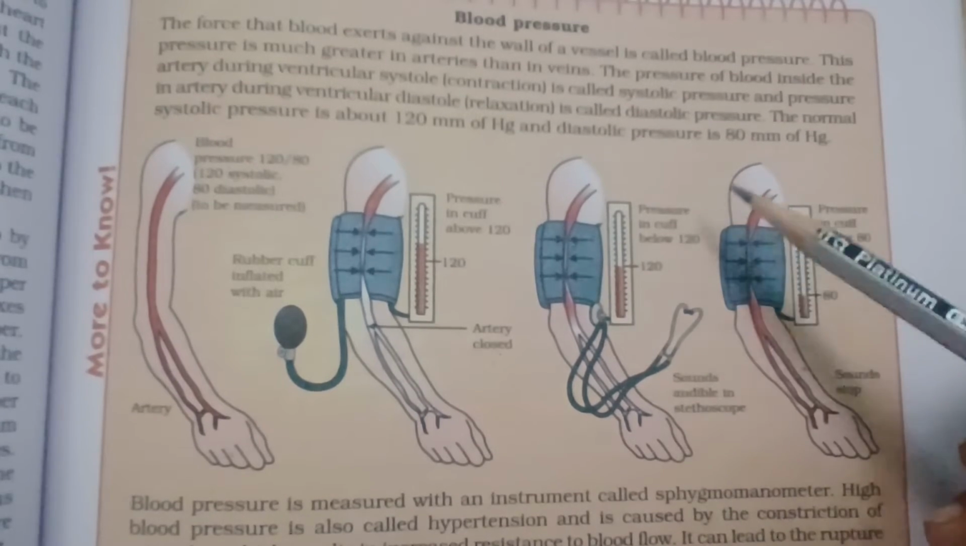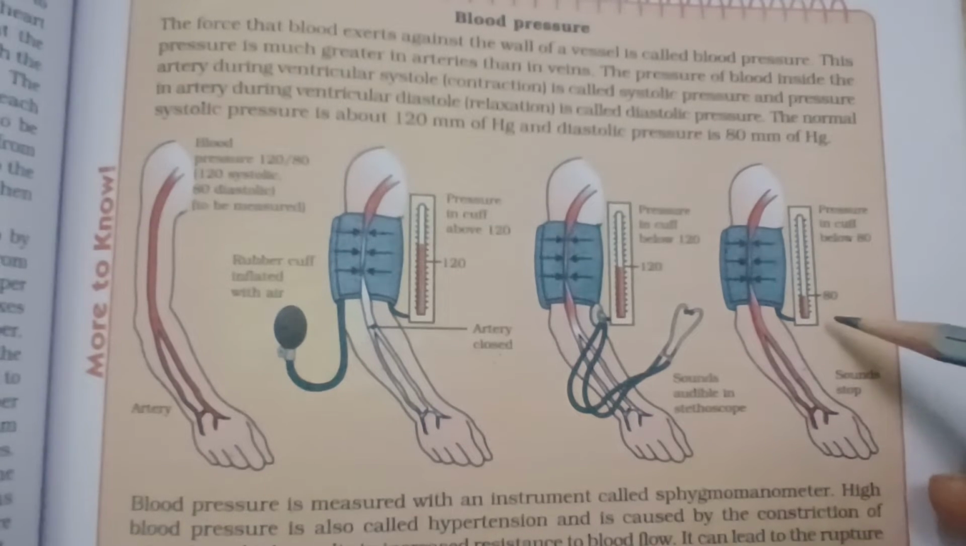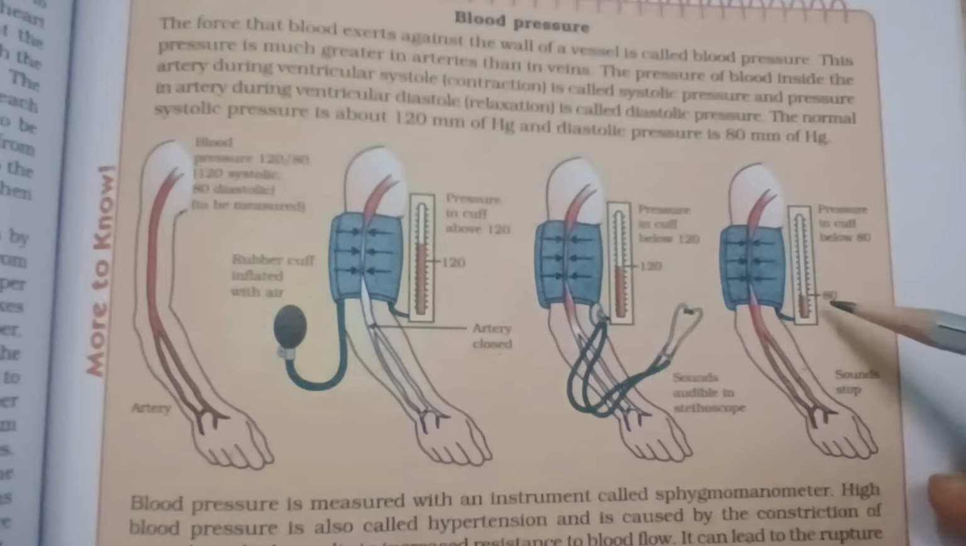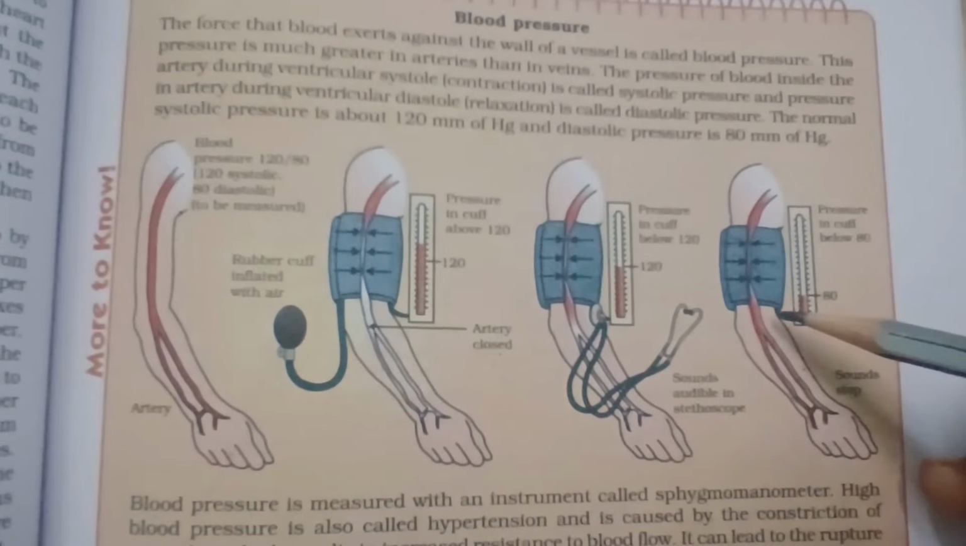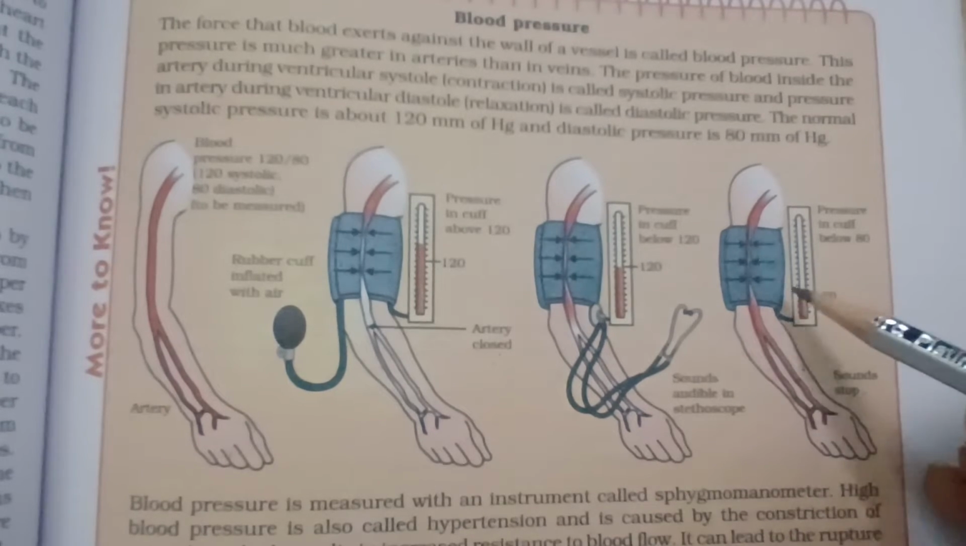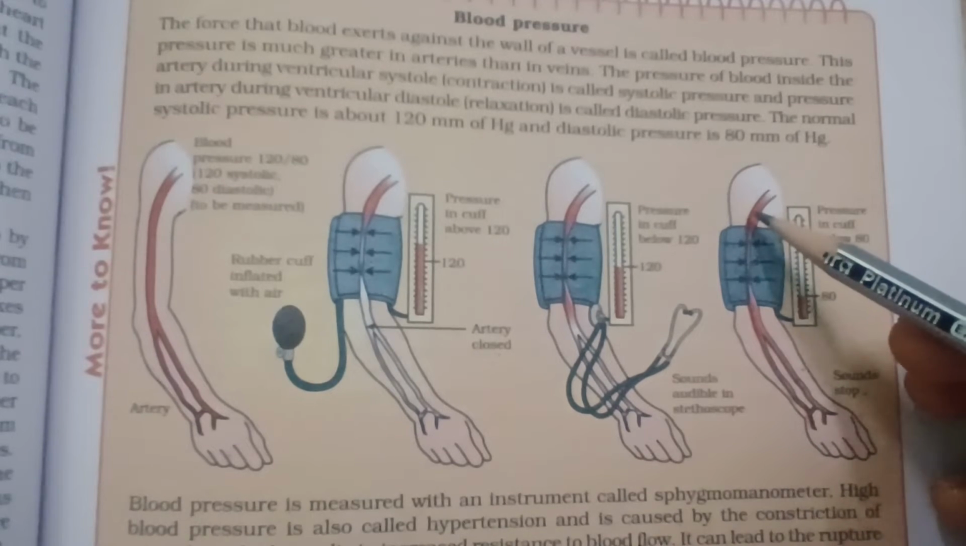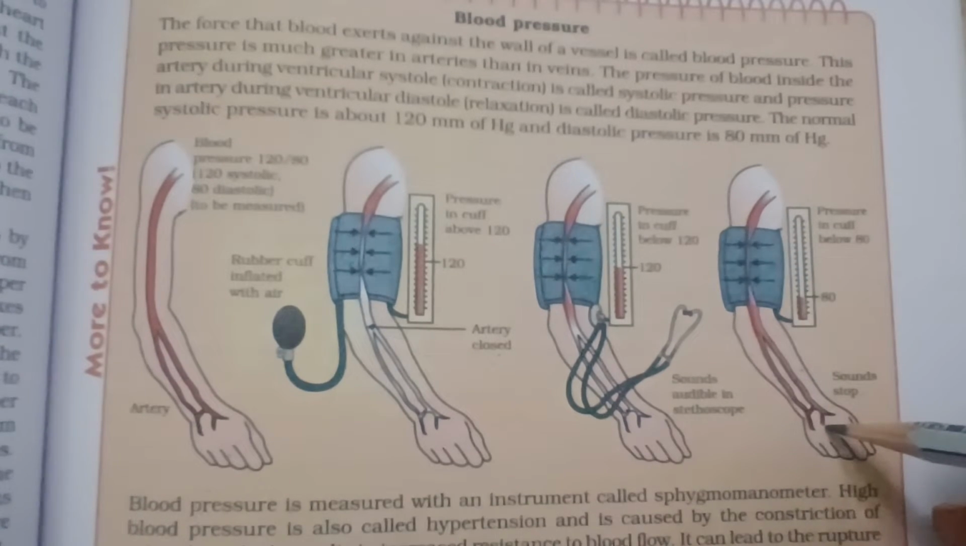Again, you will be slowly reducing the pressure. Below 80 millimeters of mercury, the sound stops. The point where you are not able to hear the sound is your diastolic pressure, that is the minimum pressure. Once the sound stops, the pressure in the cuff is fully released, so there will be a free flow of blood in the artery.